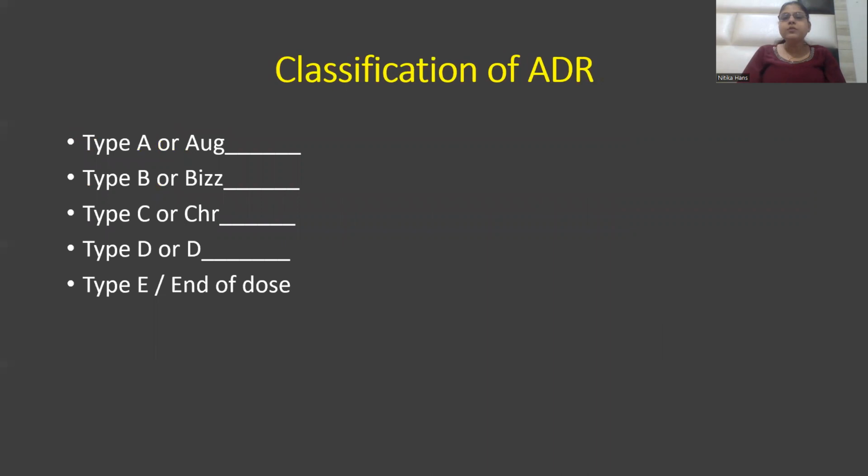The classification of the ADR according to types are type A, B, C, D, and E. I have already told you: augmented, bizarre, chronic, delayed, end of dose.